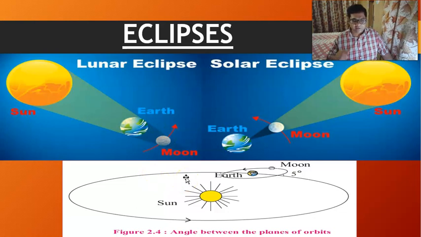Now how is it happening? The moon's revolutionary orbit makes an angle of 5 degrees with that of the earth while rotating around the earth. It makes an elliptical orbit while it's moving around the earth. It makes an angle of 5 degrees.